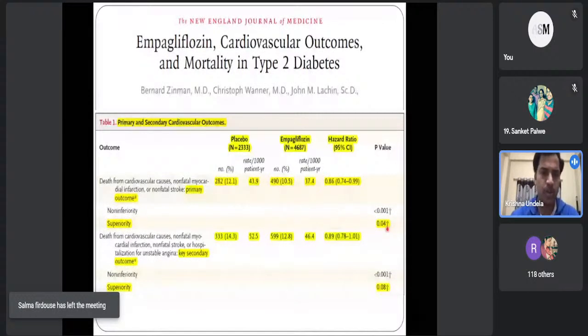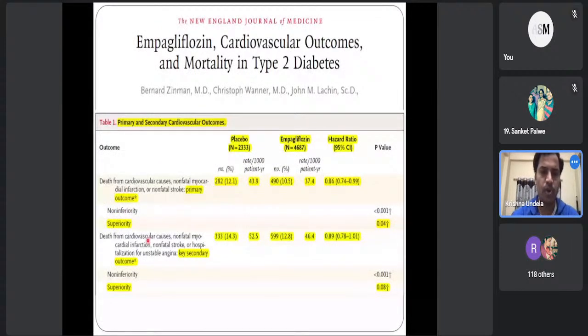Okay. And we have something called a secondary outcome here. It is almost like the primary outcome only. Death from cardiovascular causes, non-fatal myocardial infarction, non-fatal stroke. Along with that, we have one more outcome, that is hospitalization for unstable angina. So there is one more outcome they have added, and they made it a secondary outcome. And they have all these values here. And finally, they got this number: 0.89 is the hazard ratio, 0.78 is the lower limit, and 1.01 is the upper limit.